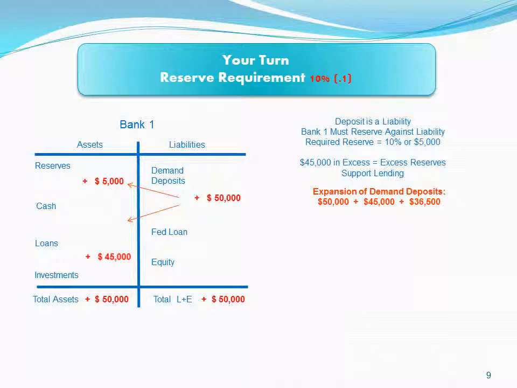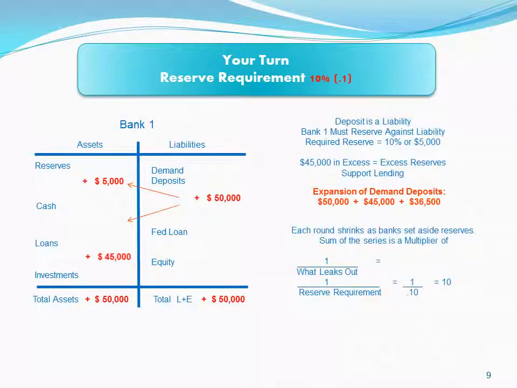But the ultimate conclusion of that would be the change in excess reserves times the multiplier. Now we already learned the multiplier is 1 over what leaks out. What's leaking out each time is, in this case, the reserve requirement of 10%. So 1 over 0.1 is 10. So whatever the shock was, it's going to be multiplied by 10.